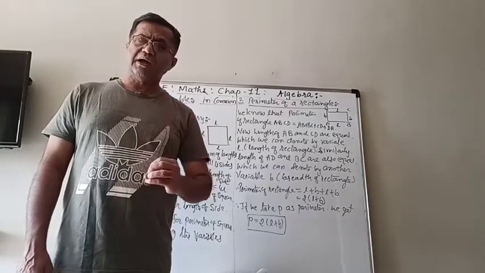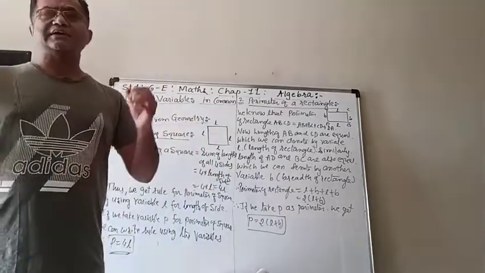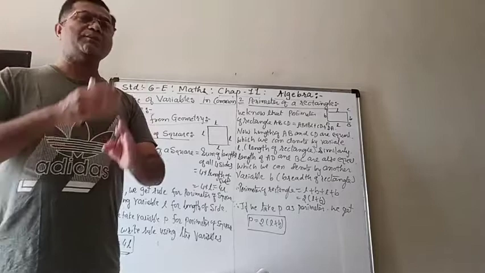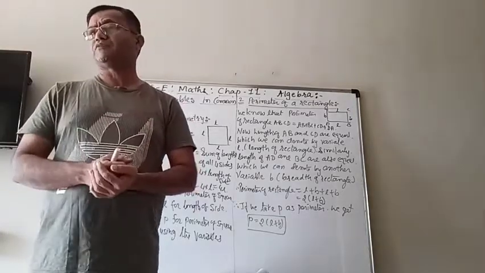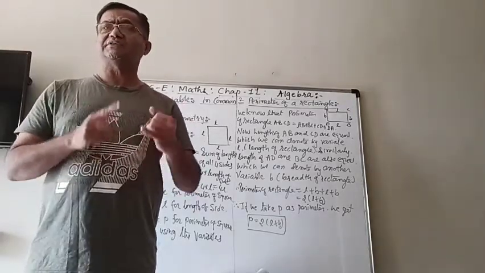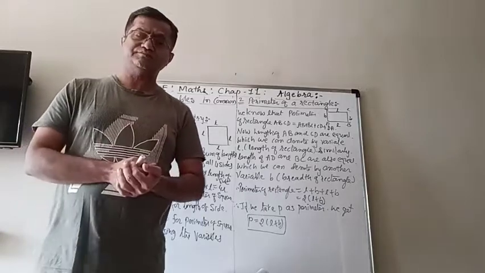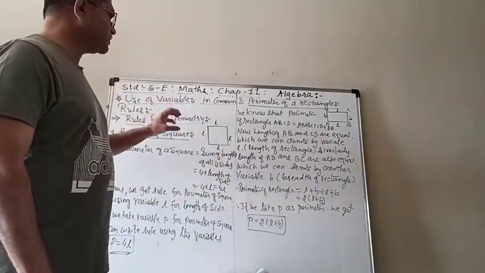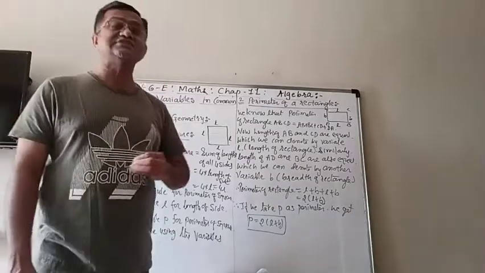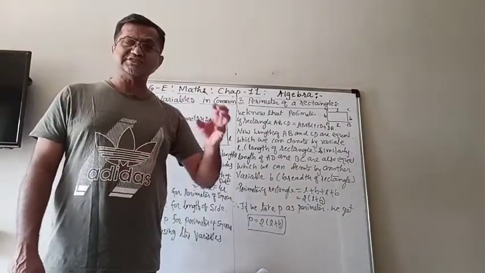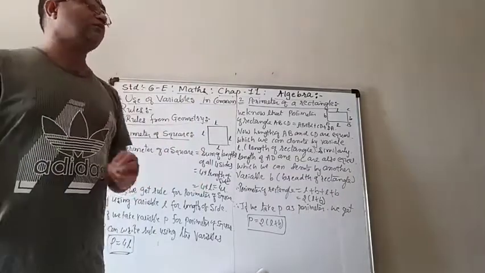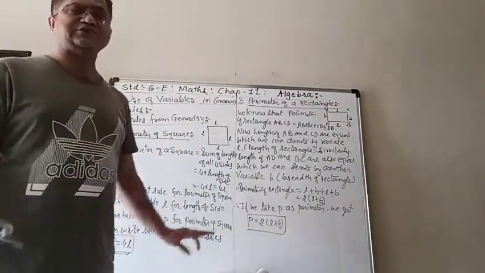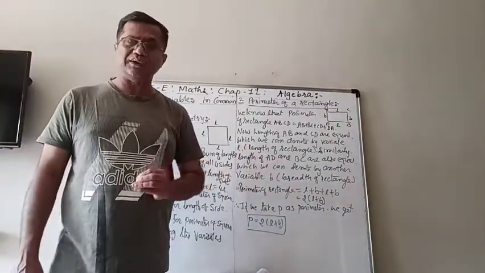And according to that, we can get the perimeter of any type of square. The only requirement is the length should be given. So that formula will make our task very easy. We just have to remember the formula that perimeter P is equal to 4L for the square.